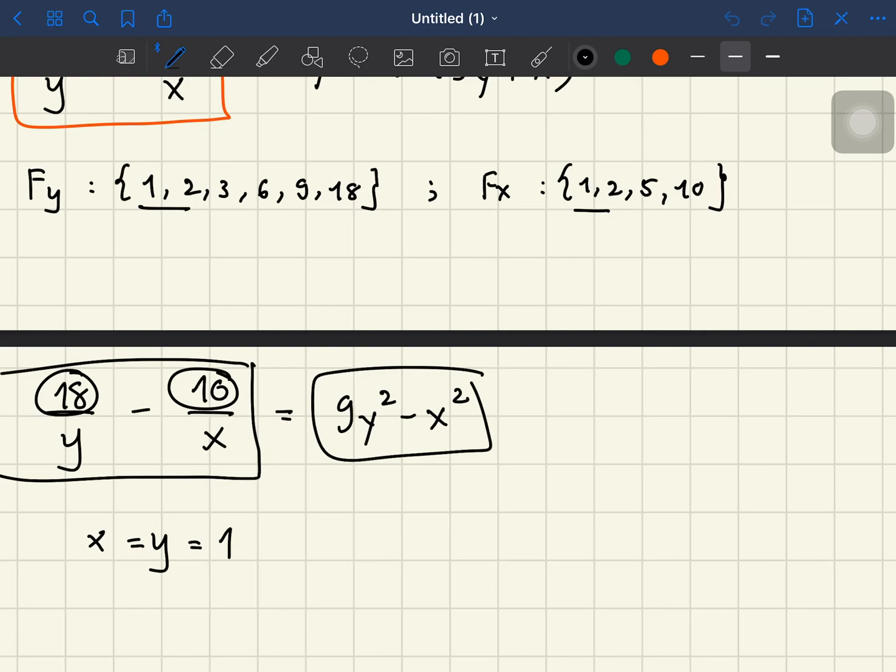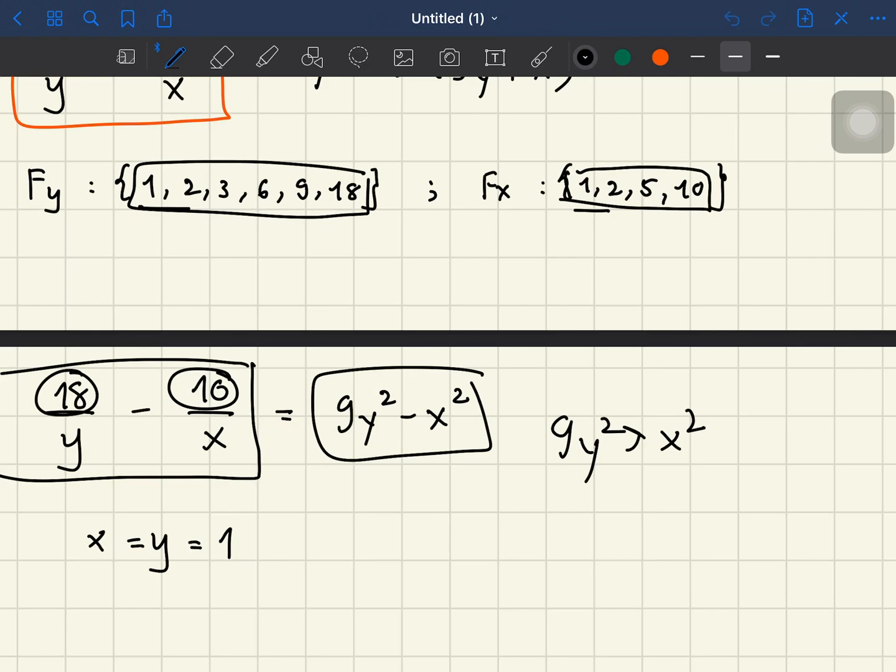It's very important to notice that it's not y squared, it's 9y squared, so it's very big. So no matter which factor of y you have used, 9y squared must always be greater than x squared. However, 18 over y minus 10 over x can be either positive or negative. So we might not know which pairs are which.